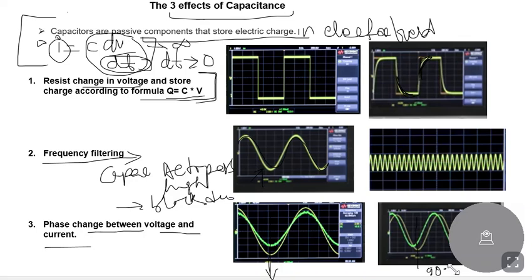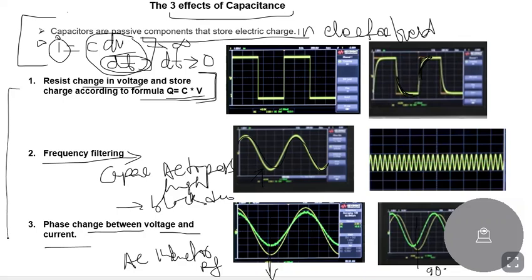And this basic behavior is used in different applications, like in AC induction motors. The capacitors, the start capacitors, are used, or in some power factor corrections also they are used. So these are all the behaviors that capacitors exhibit, and they are used in multiple applications.